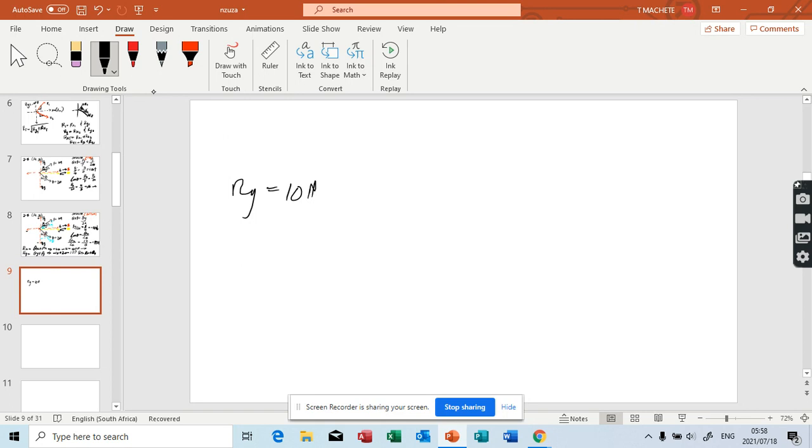Ry is going upwards, then Rx is going in that direction. Rx is equal to 40 newtons. So now from this, how can we find our R? I'm just showing you, using that triangle, you can find our R there.